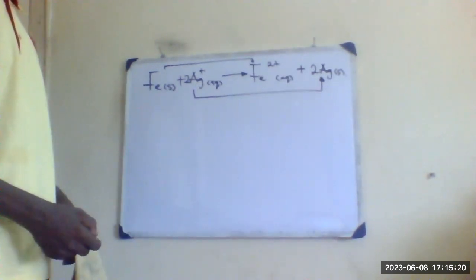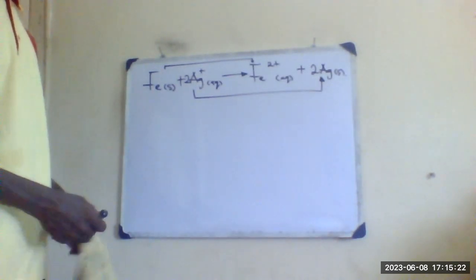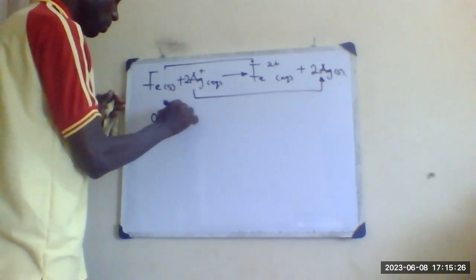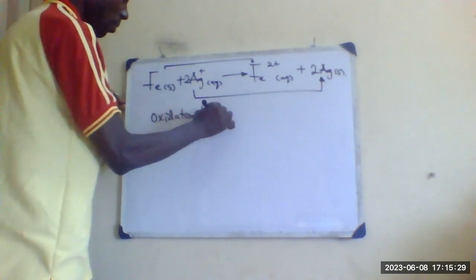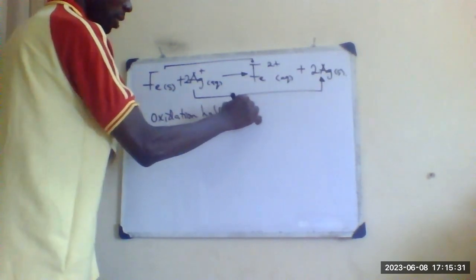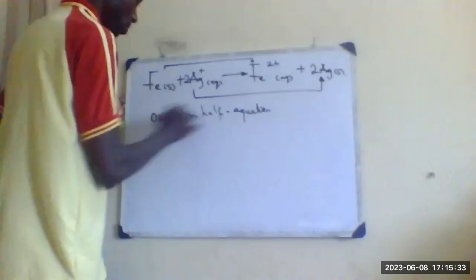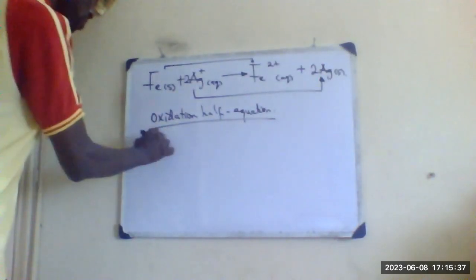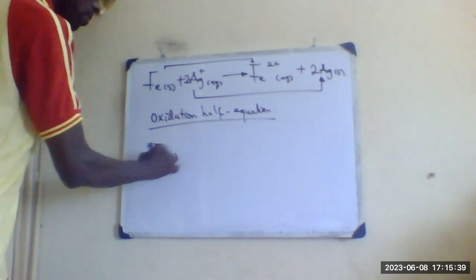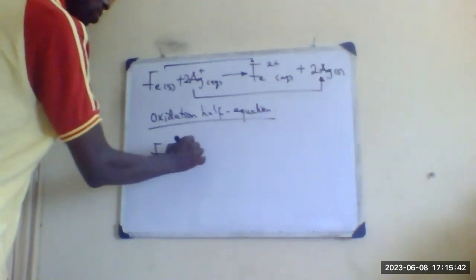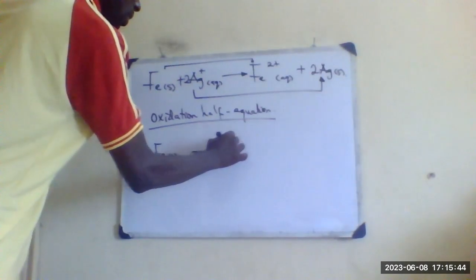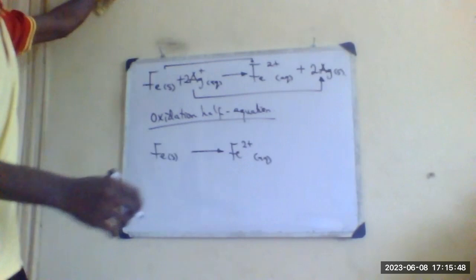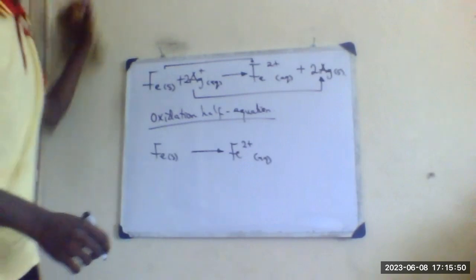Oxidation. Up is oxidation and down is reduction. So we can simply write now. From iron to iron 2 plus is oxidation, so the oxidation half equation will be Fe going to Fe2+ aqueous. And silver ion to silver is reduction.